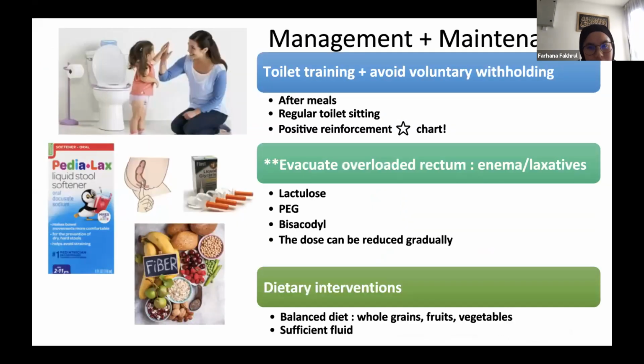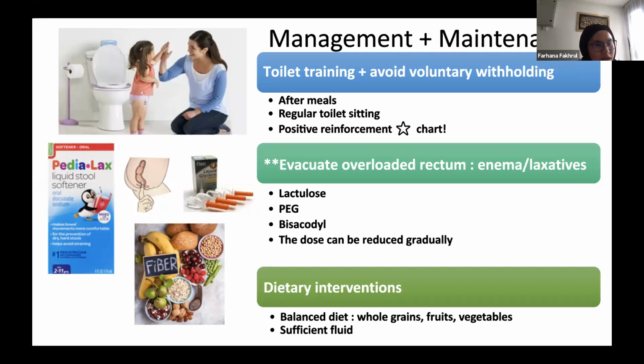So for the management and also maintenance, firstly, the most important thing is actually the second point, to evacuate the overloaded rectum with either enemas or laxatives. So we can give an osmotic laxative, such as lactulose or PEG, or a stimulant laxative, such as bisacodyl. And the next point is toilet training and to avoid voluntary withholding.